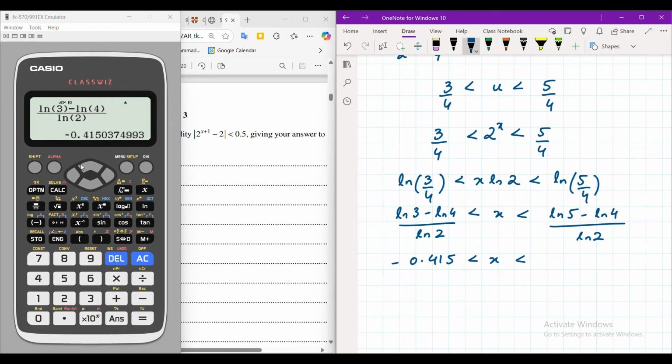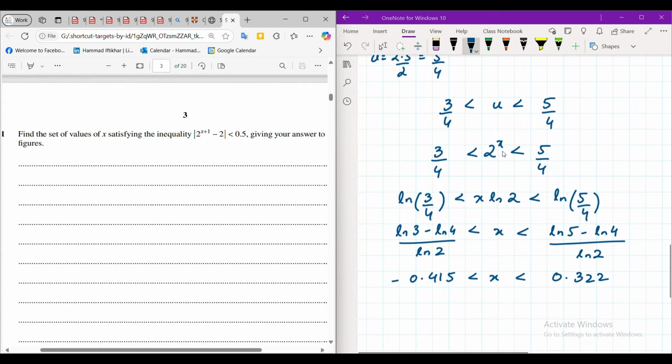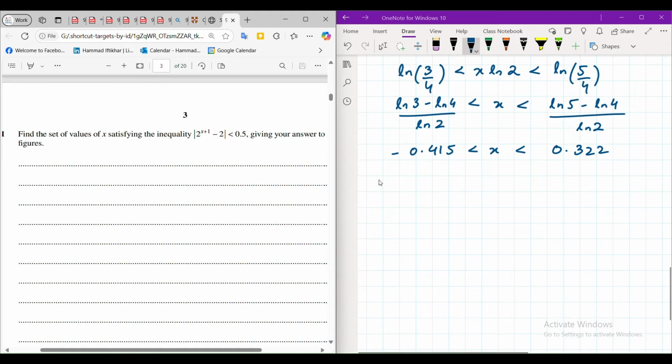The other one would be (ln 5 minus ln 4) divided by ln 2. So 0.322. So that's about it for this question. Simple. Now let's move on with the next question.